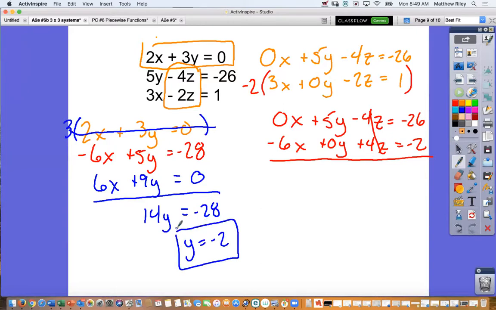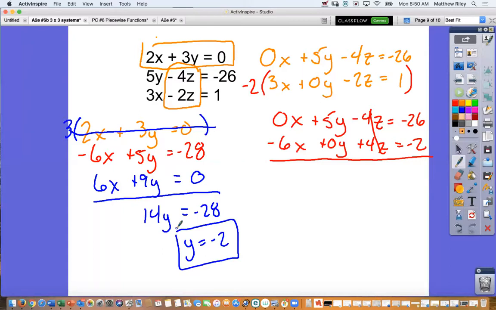There you go. These look more confusing. They are more confusing. They're actually less work and they're easier because you've already canceled out a variable. You just have to keep your work straight and keep in mind what you're trying to do. You're trying to eliminate the same variable to get to a 2x2 system. It did not matter which variable you eliminated.